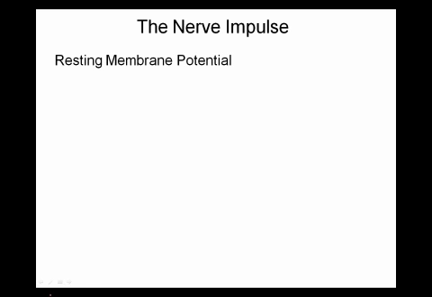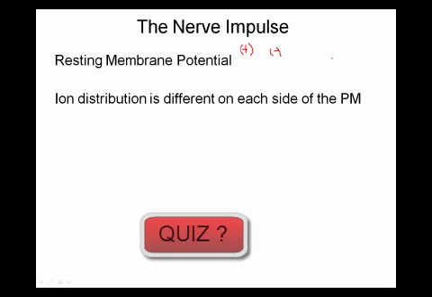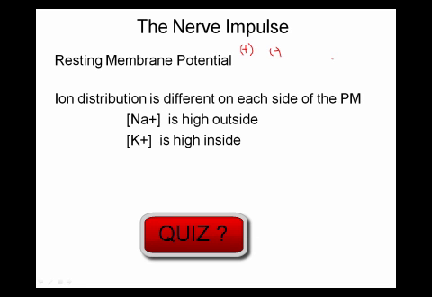All of our cells have what is called a resting membrane potential. Potential in this sense means a voltage. We can actually measure a voltage across the plasma membrane, much like we could measure voltage across the poles of a battery. The reason for this resting membrane potential is different distributions of ions on different sides of the plasma membrane. Specifically, it is sodium and potassium.